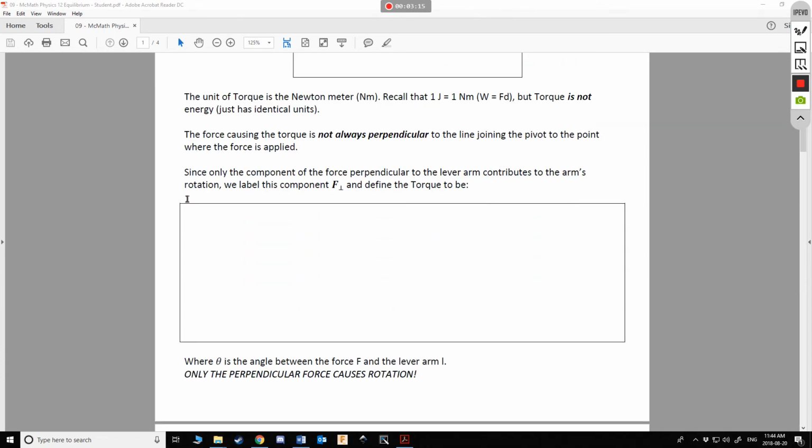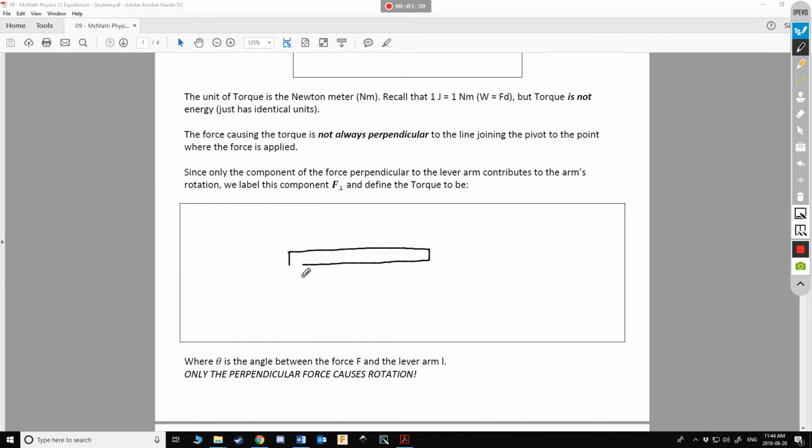If we scroll down to here. Since only the component of the force perpendicular to the lever arm contributes to the arm's rotation, we label this component force perpendicular. Just to reaffirm what we said about that perpendicular force, if I have some lever arm like so, with some pivot, and I apply a force at some angle, we're actually losing some of that force just due to the fact that it is not perpendicular. So if I apply a force in this direction like so, the component of this force that's causing rotation is just going to be the Fy component.